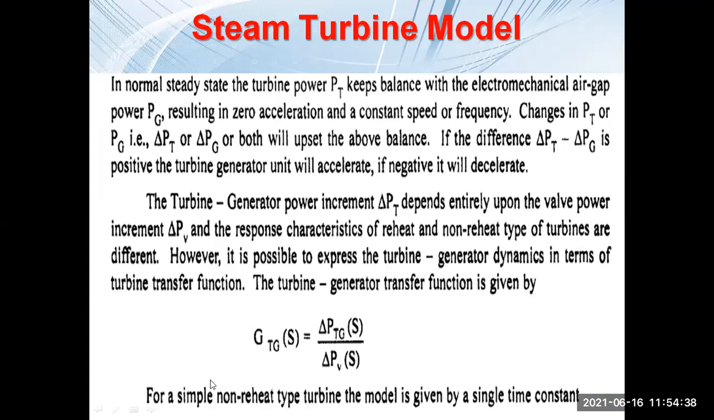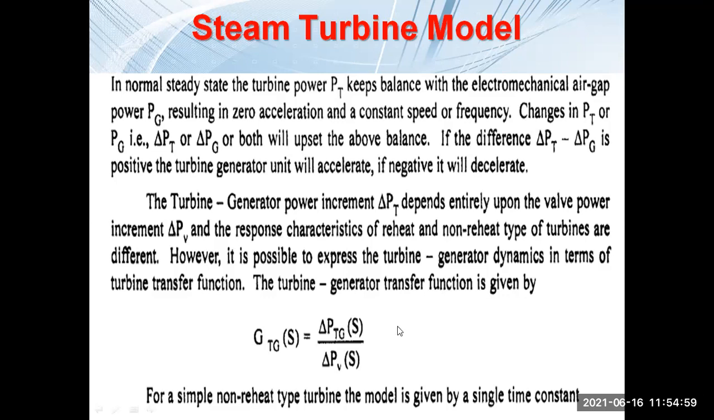So you see, this is delta PVS. This is basically the change in the speed governor setting. And delta PTGS is basically the output of the turbine power. That output of the turbine power will be the input to the generator.